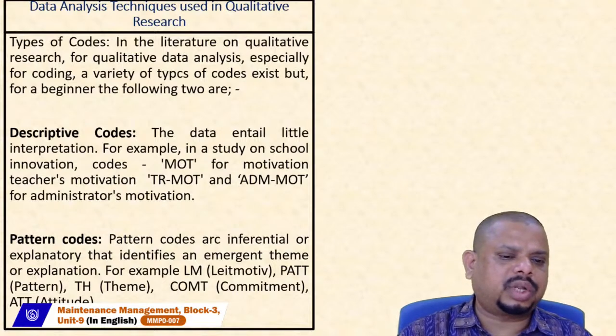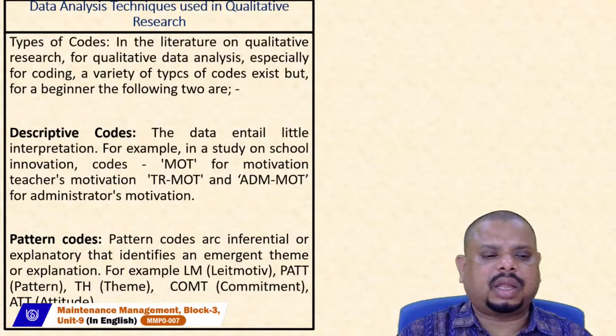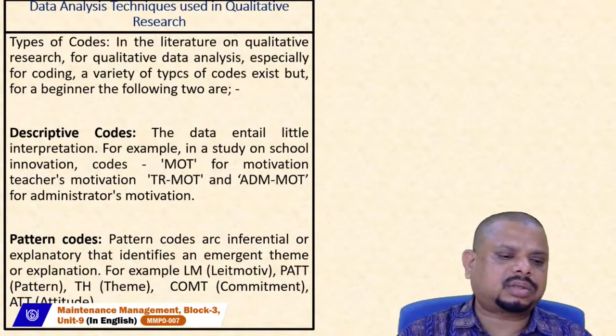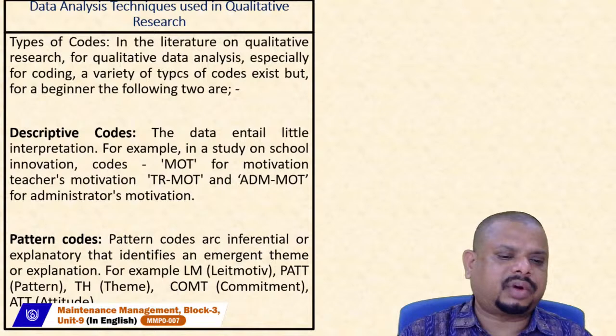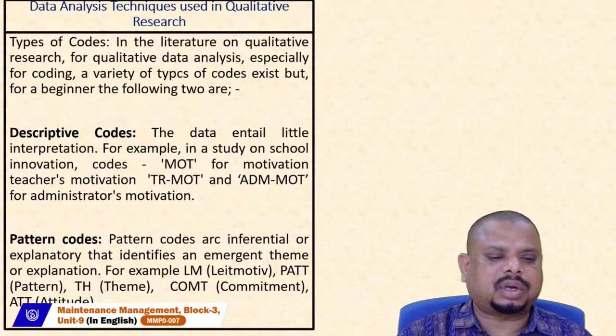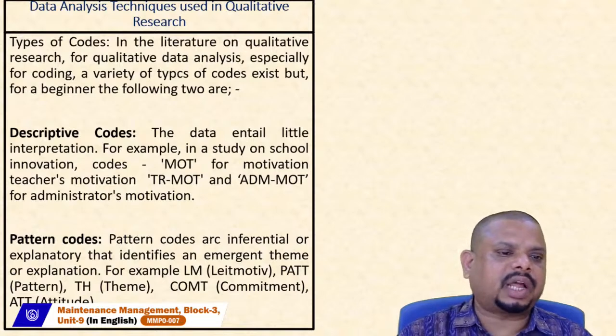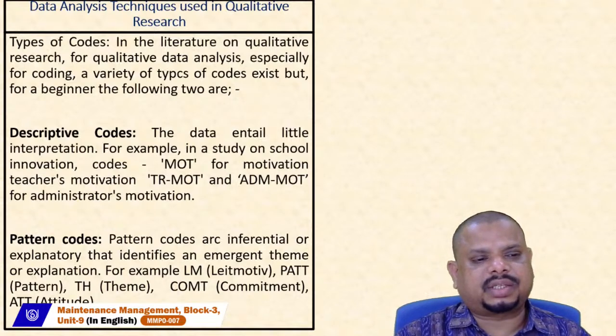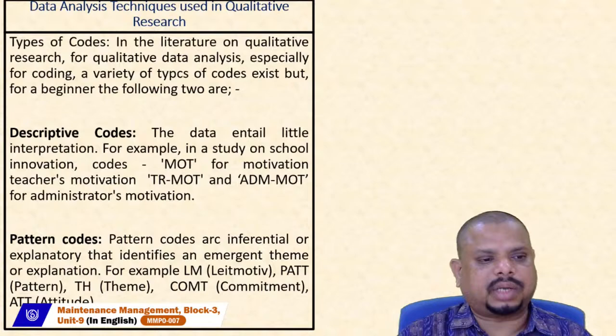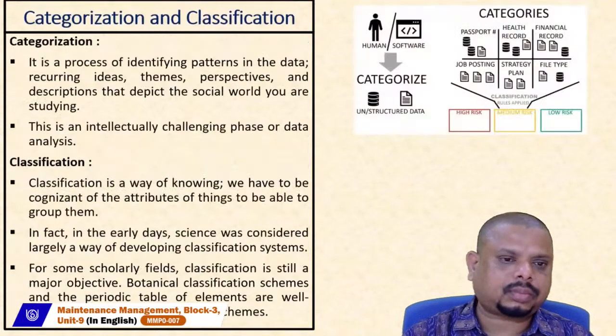Similarly, if you go for pattern codes, pattern codes are inferential or exploratory and identify the emergent themes or explanations. For example, LM stands for Lee motif, PATT stands for pattern, TA stands for theme, COMT stands for commitments, and ATT stands for attitudes. So these are the different types of classification of codes which we have already discussed, that is, descriptive codes and pattern codes.